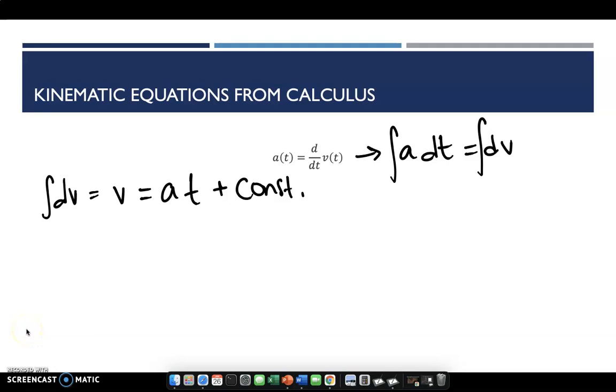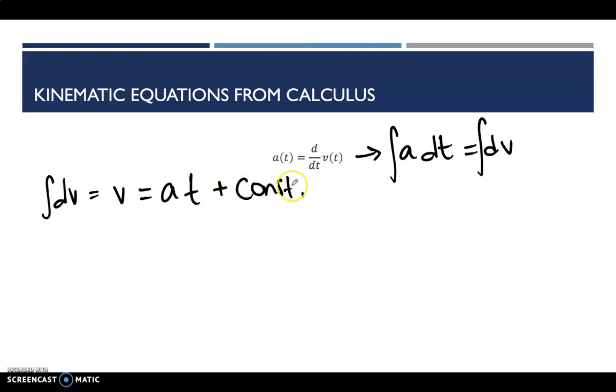All right, so let's go ahead and continue from our discussion. We are in the middle of deriving our kinematic equations with calculus. So we started with this equation here, that acceleration is the derivative of velocity with respect to time. And we integrated both sides to get our velocity equals acceleration times t plus a constant.